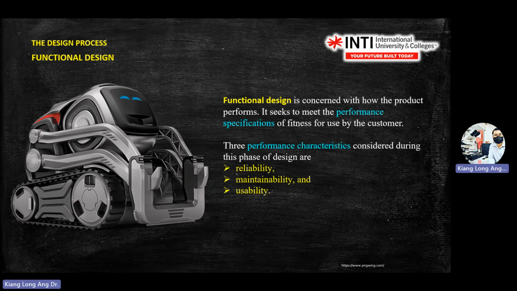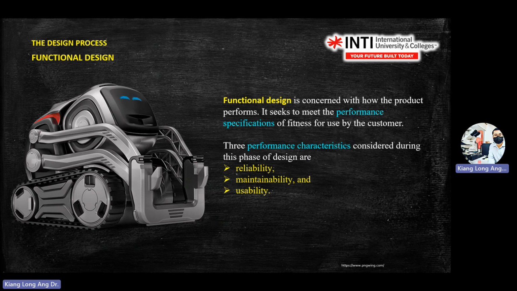So there are three performance characteristics in this phase of design when we talk about functional design: reliability, maintainability, and usability. So in the functional design, you look at these three performance characteristics. When the question asks you, don't be confused. If the question asks what are the three performance characteristics inside the functional design phase, the answer we're looking for is reliability, maintainability, and usability.